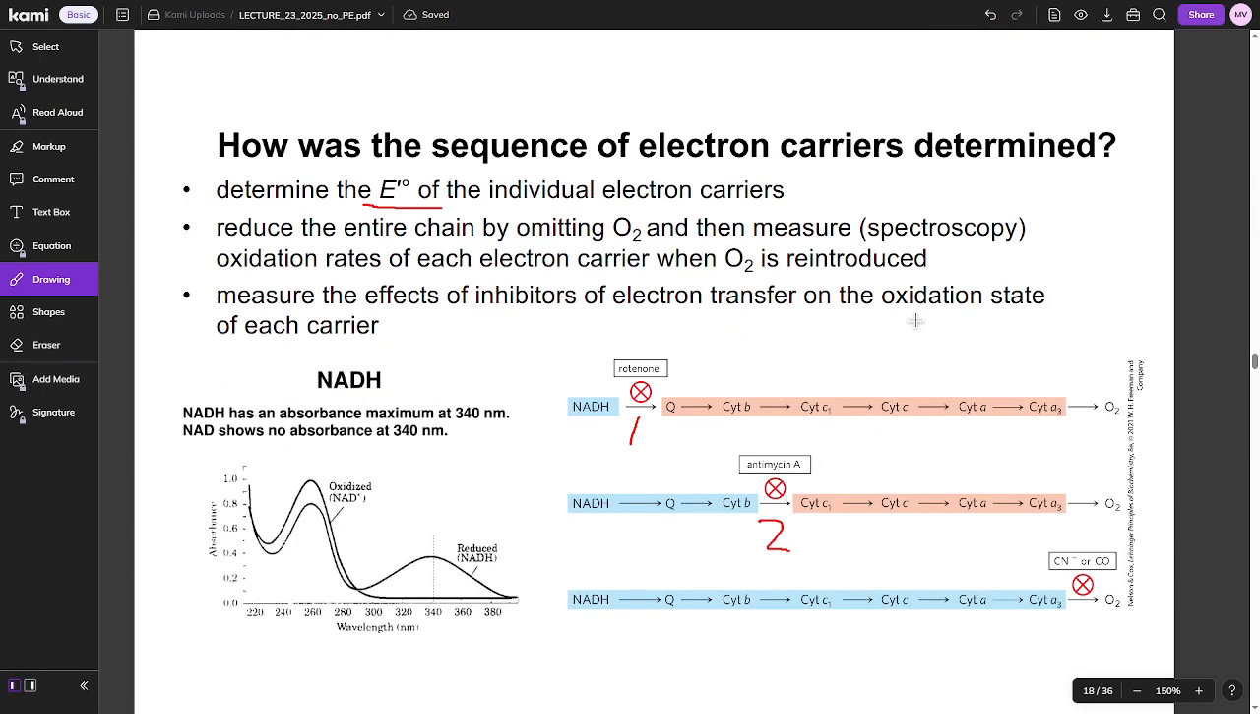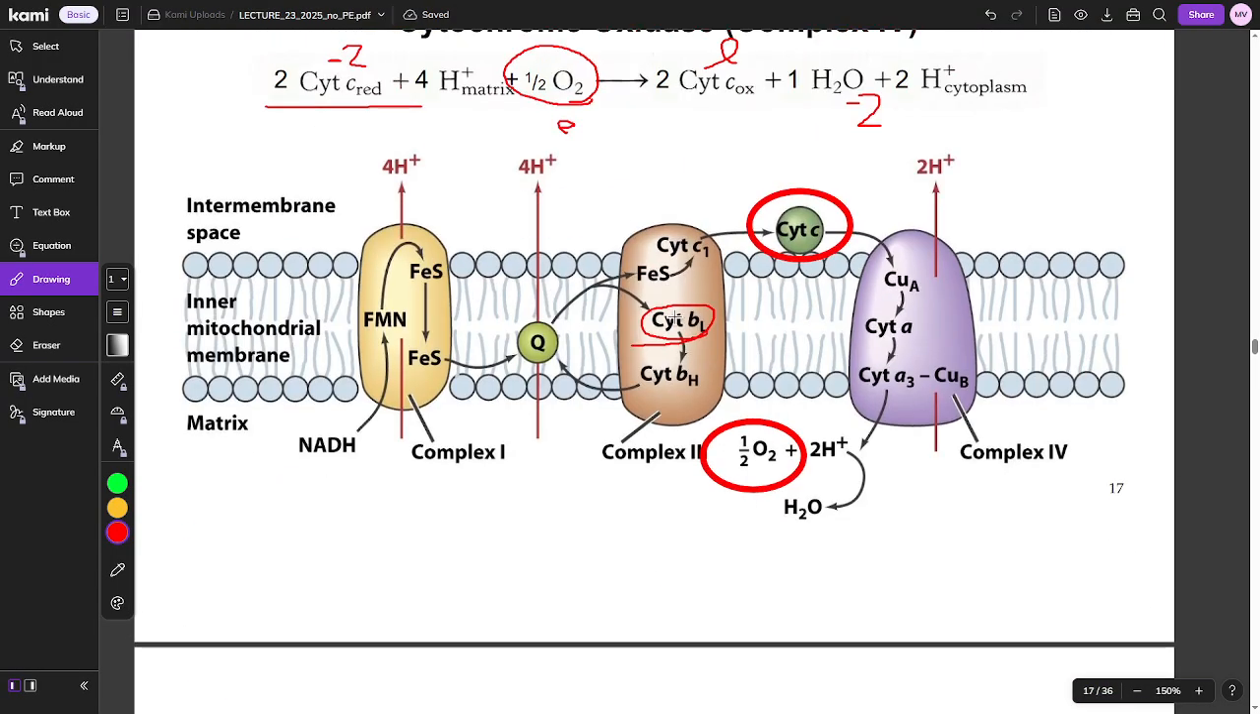Oh, actually, sorry. Did I mess this up? I messed this up. This should be complex 3. Complex 3 and then complex 4. Because cytochrome B and cytochrome C are in complex 3. It's just drawn poorly.